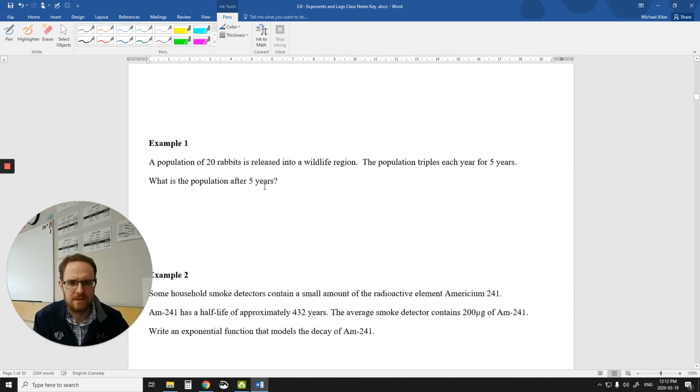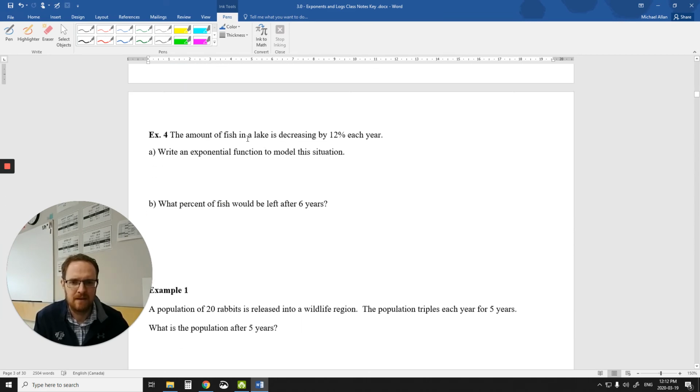Yeah, just want to see how much we had to go on to this one here. So this is going to work the same way, right? Go right to the exponential function.